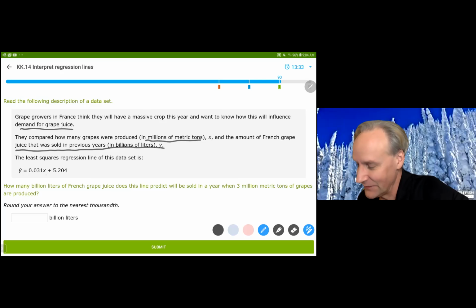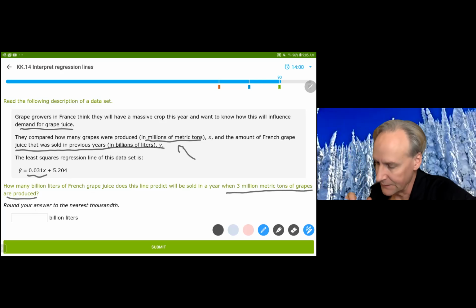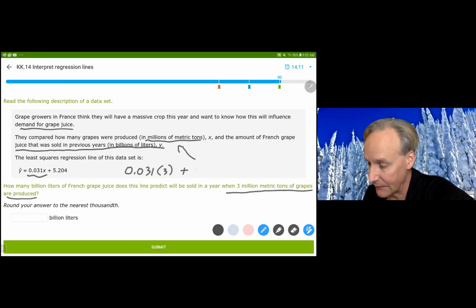The least squares regression line for this data set is right here. As we expect, the demand to go up a very small amount if they produce more grapes. So it does look like it has a positive effect. How many billions of liters does this line predict will be sold when 3 million metric tons of grapes are produced? So the 3 is million metric tons. So we're going to substitute the 3 in and see if it has an effect. 0.031 times the 3 is probably not going to have a lot of effect, is it?